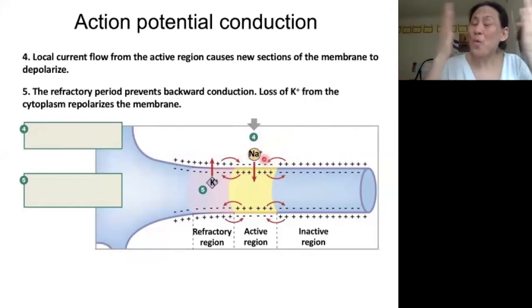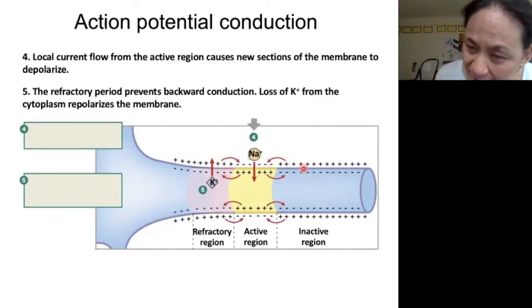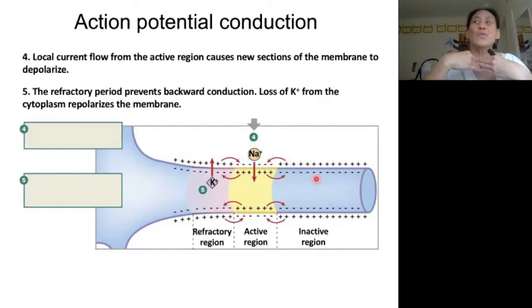It should open those voltage-gated sodium channels, right? Once those voltage-gated sodium channels open, we're going to have more sodium coming into the axon. That's going to depolarize the next section of membrane. That's going to open more voltage-gated sodium channels. We're going to have more sodium come in, and so on down the line. Okay, so that's how we get action potentials happening at each part of the axon.